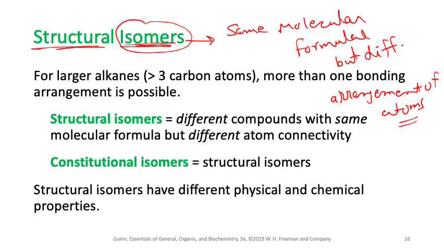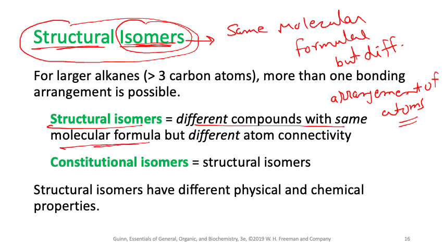And then there's one type of isomer we call a structural isomer that we're going to talk about especially in this topic for alkane. So what are structural isomers? Structural isomer means different compound with the same molecular formula, right, but different atom connectivity. So in this case the atoms are connected differently. We're going to see several examples of structural isomers.